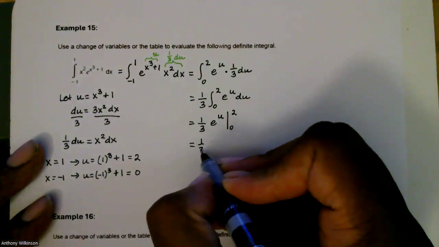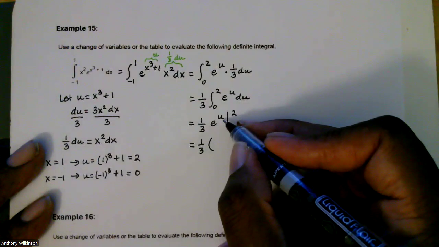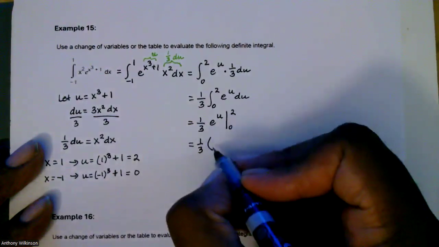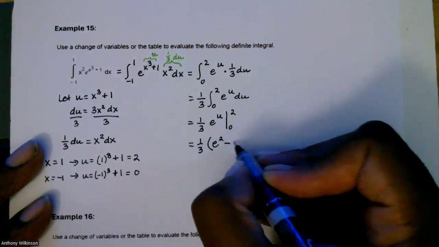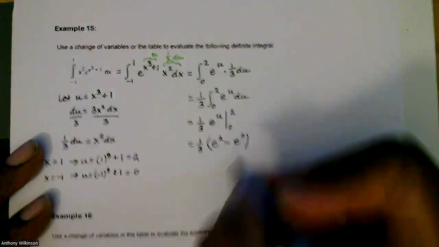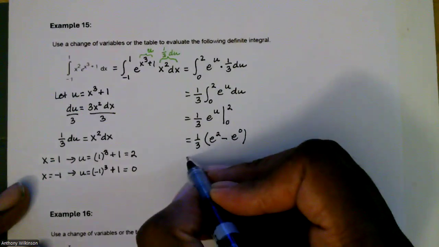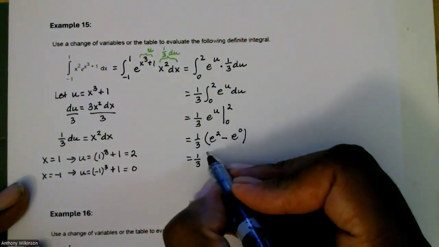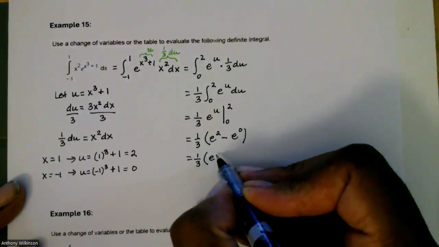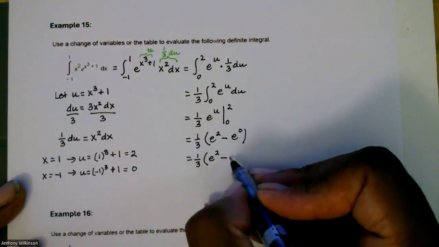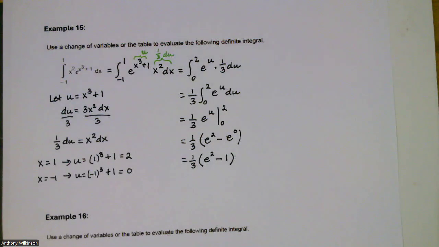So now I'm going to have 1/3 times. I'm just going to focus on just that e to the u by doing the upper limit minus the lower limit. My upper limit is e squared minus the lower limit, that'll be e to the 0. Bring down the 1/3 times the quantity e squared minus e to the 0 is 1. And I will go no further than that. So the integral from -1 to 1 of x squared times e to the x cubed plus 1 will be 1/3 times the quantity e squared minus 1.